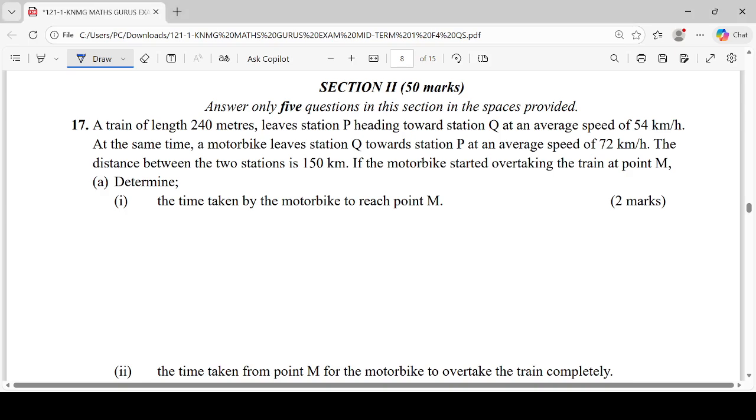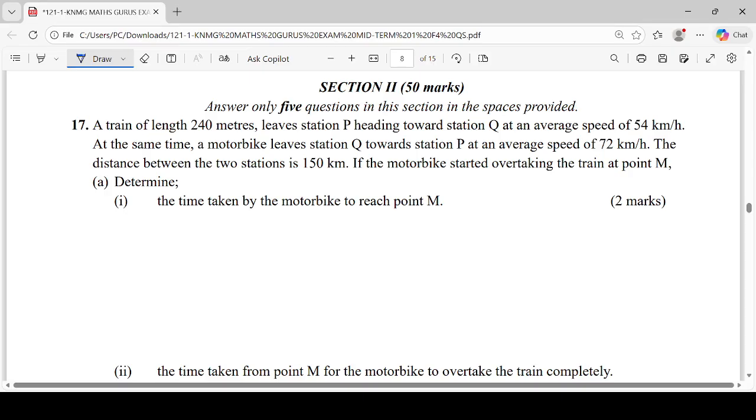So let's look at question number 17. A train of length 240 meters leaves station P heading towards station Q at an average speed of 54 kilometers per hour. At the same time, a motorbike leaves station Q towards station P at an average speed of 72 kilometers per hour. The distance between the two stations is 150 kilometers. If the motorbike started overtaking the train at point M, determine (i) the time taken by the motorbike to reach point M. So here we are having two stations.